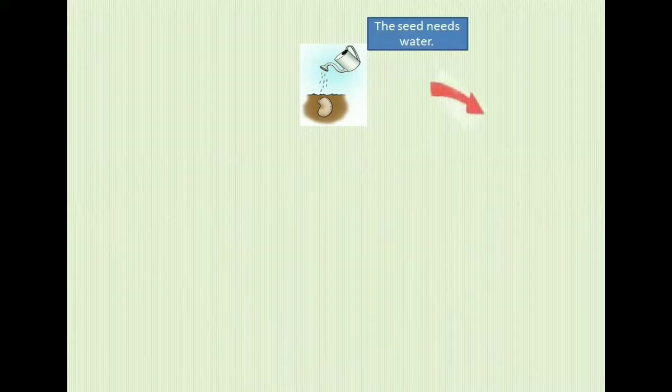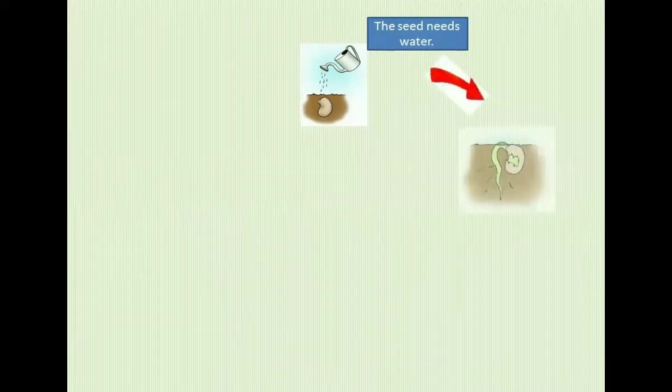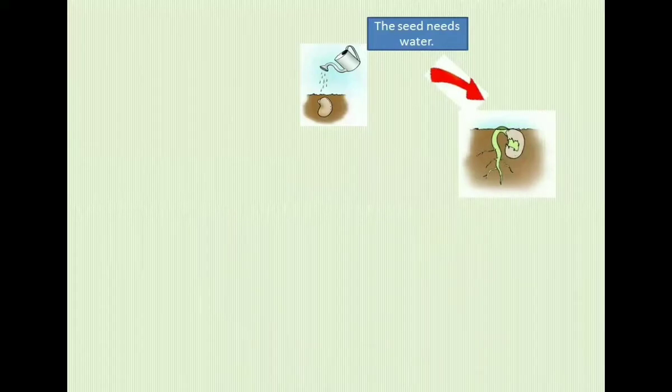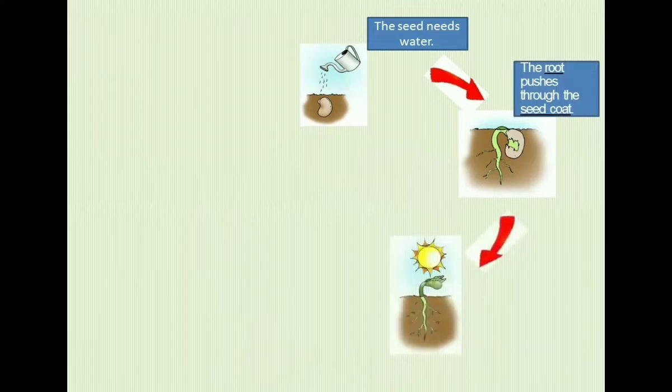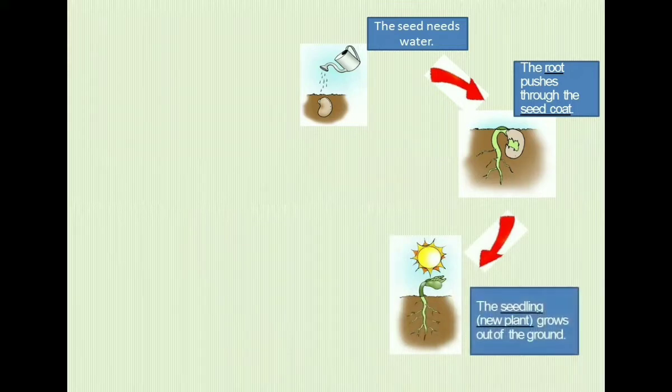All right, what do you see in this picture? The seed needs water to grow. What happens next? Do you know what is happening in this picture? The root pushes through the seed coat. There is sun. Is sun important? Yes, sun is very important for the plant to grow.